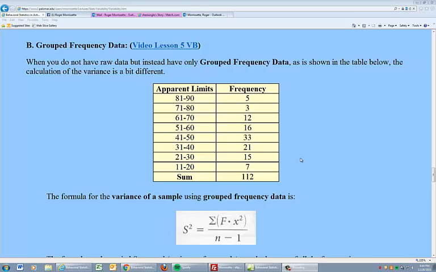Now let's talk about calculating variance for group frequency data. This should be one of the toughest problems on the test, so please pay attention and play this tape over again as many times as you can until you get it down. This is what you'll be given. Just some intervals and some frequencies, and I will ask, what's the variance?